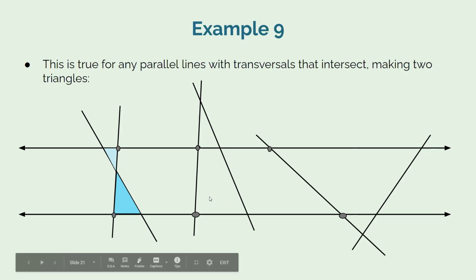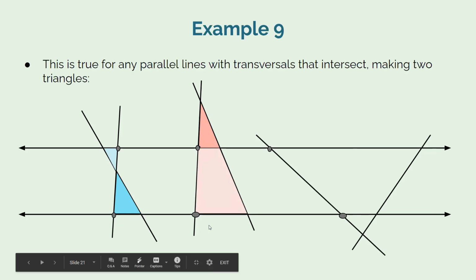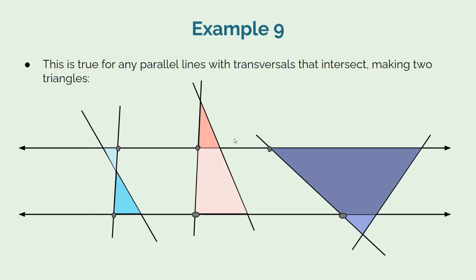In these transversals, this large pink triangle and this smaller triangle would also be similar, with this angle equal to this angle, and this angle equal to that angle. And finally, for this last one, this large purple triangle and this smaller triangle are also similar, with this angle corresponding to this angle.